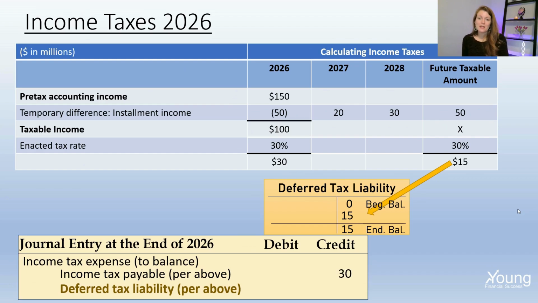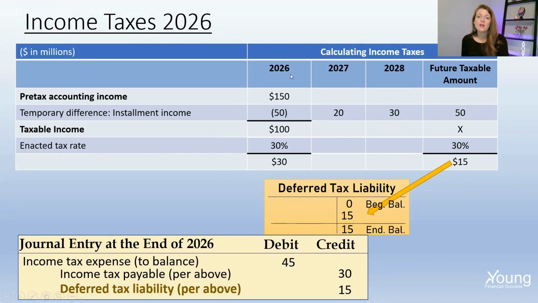So our income tax payable comes from the 30 million that we calculated up here, and that's how much we're actually going to have to pay for this year's taxes. So that's really important. Income tax payable is the actual amount that we will pay the government for this year. Then we have our deferred tax liability. We have to create that with a credit of 15 million, and then we plug in the income tax expense of 45 million.